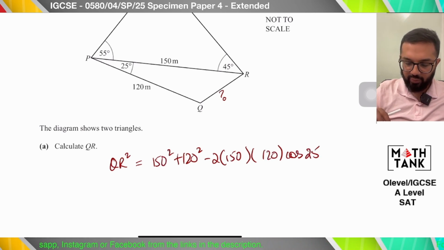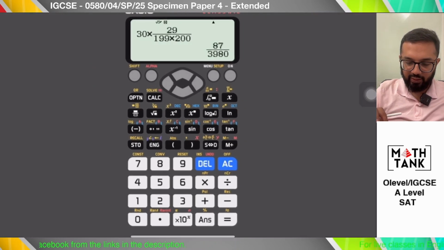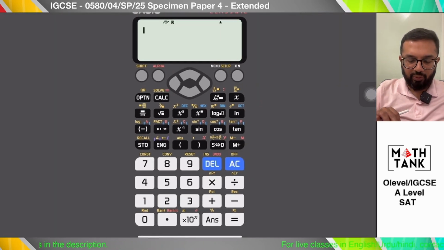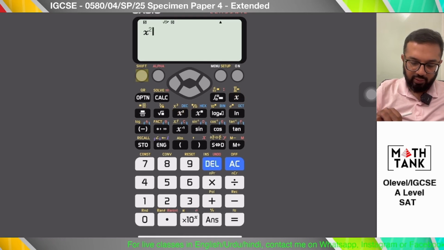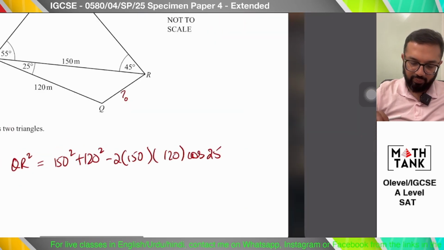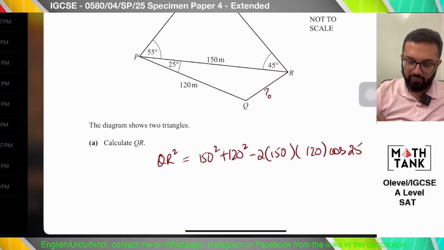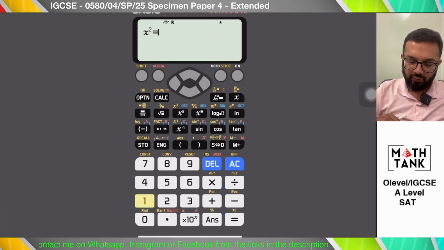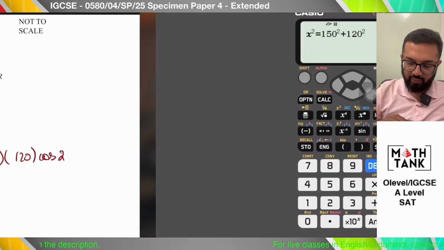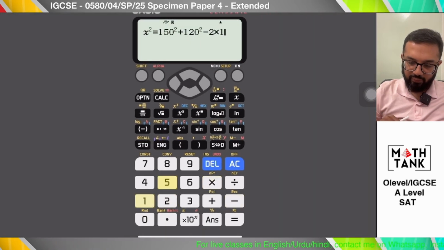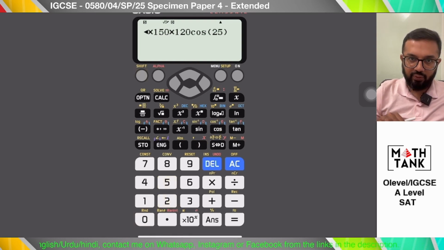25. Now I want to show you that your calculator can also punch out an answer directly. So that's what I'm going to do here. I am going to type this entire equation. Okay. Alpha equals to, and what were the numbers? 150, 120, and 25. 150 squared plus 120 squared minus 2 into 150 into 120 into cos of 25. Then I will press shift solve.